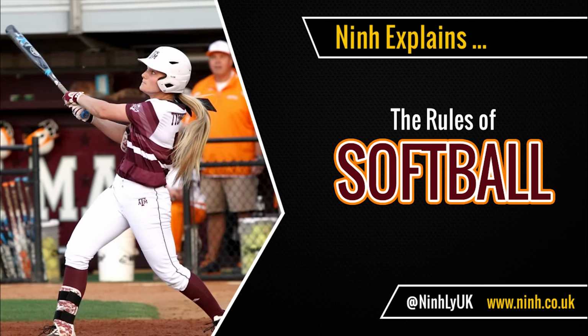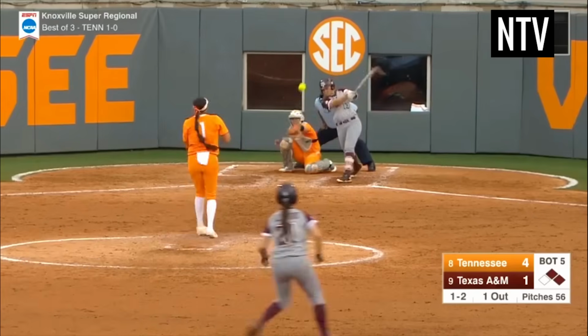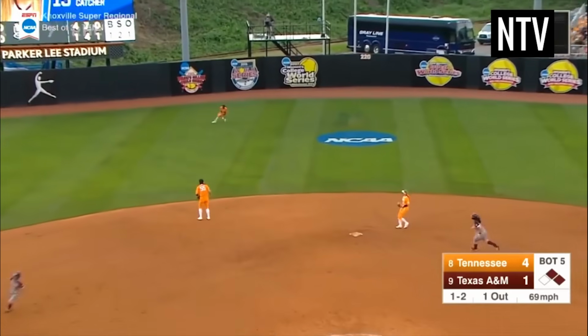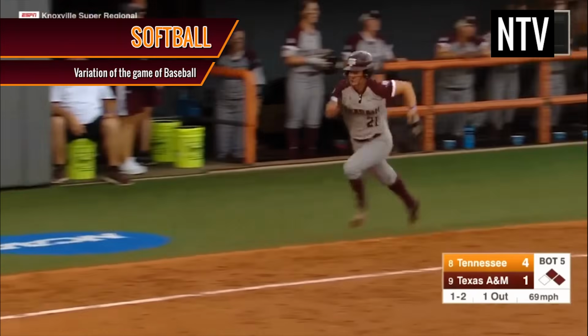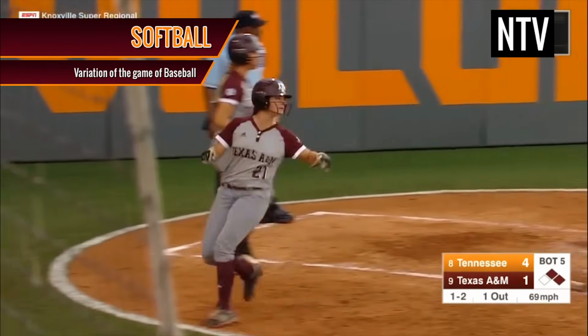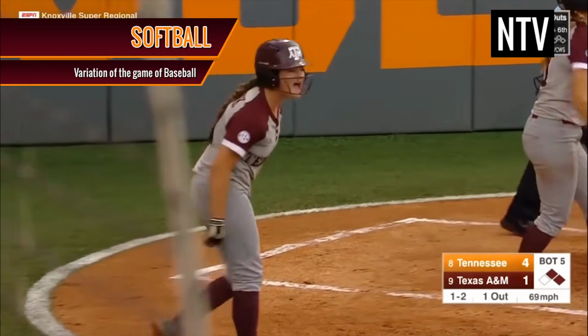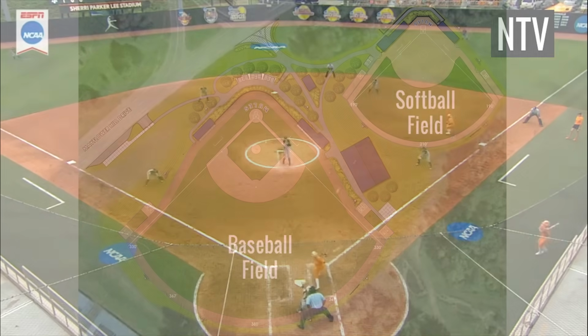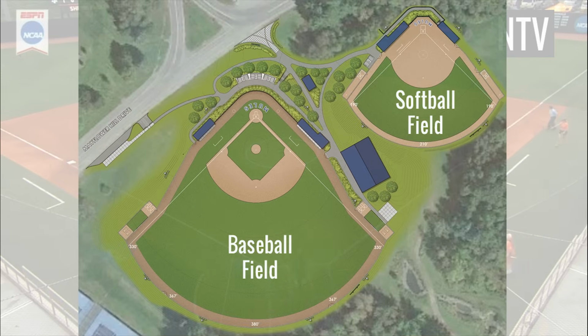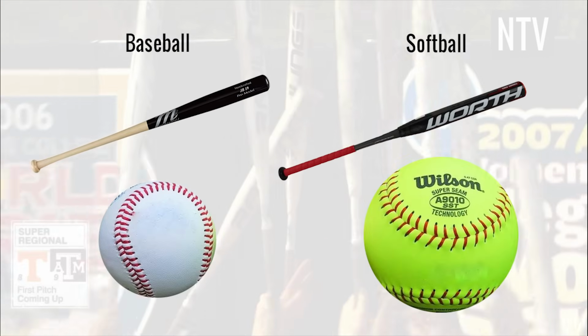Ninh explains the rules of softball. The object of the game is for your team to score more runs than the opposing team. Softball is a variation of the game of baseball, and the rules are very similar with some significant differences. Firstly, the field is generally a lot smaller, and the equipment used is also different.